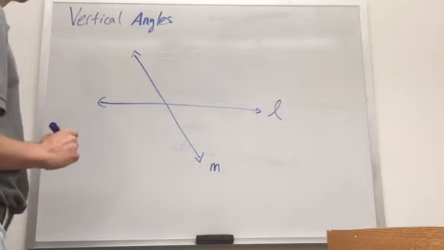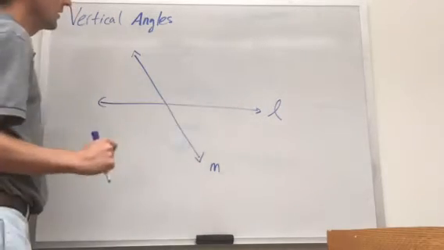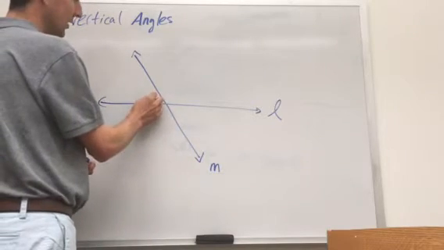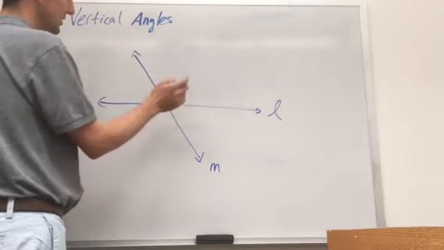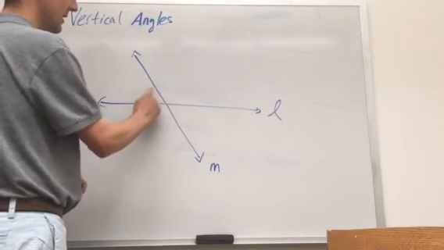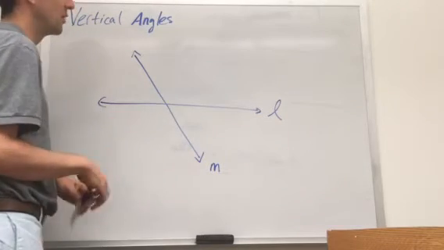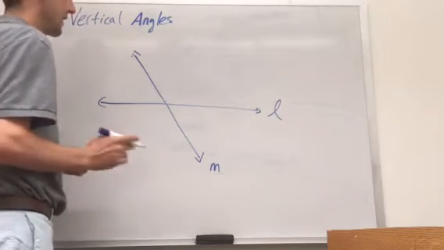So what we see is that when two lines intersect, if we see that there is a smaller angle and a bigger angle, this is acute and this is obtuse, and together they are supplementary because they add to 180 degrees. But we have some other angle relationships also, and here they are.